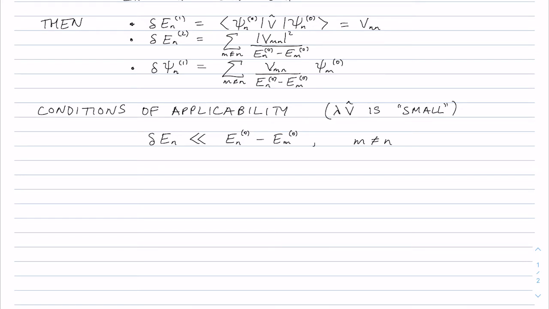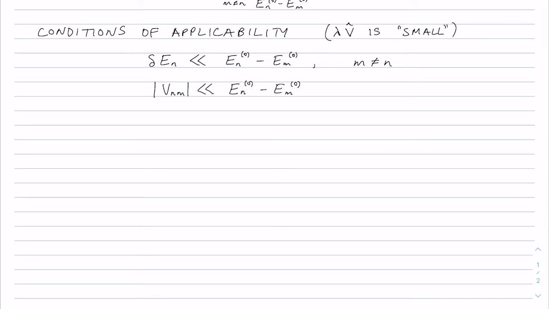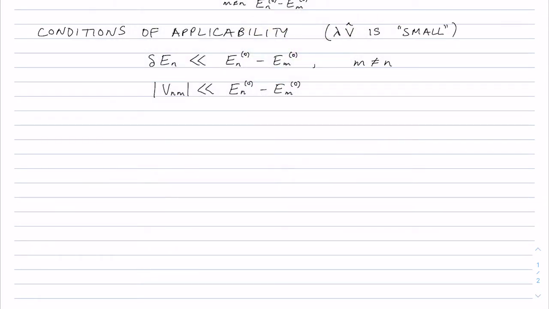And the second thing is that if you look at this term here, you want the correction to the wave function to be small. And that simply means that we want the magnitude of Vnm to be much, much less than En naught minus Em naught. Okay, so that's the conditions of applicability. If both of those things are true, then we're in a good place to use perturbation theory. So now let's do an example.